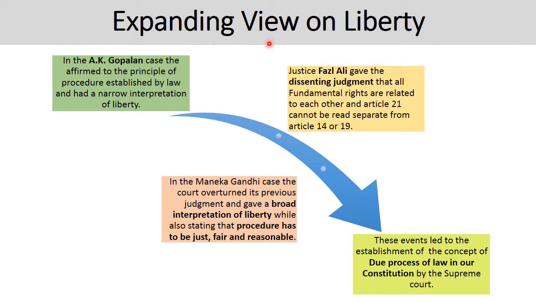So, coming to the changing opinion of the Supreme Court from procedure established by law to due process of law due to an expanding view of liberty. In the A.K. Gopalan case, the Supreme Court held that the liberty guaranteed in our constitution is a qualified one, as the word personal precedes it. Now, personal liberty, according to the court, only referred to the physical liberty of an individual.